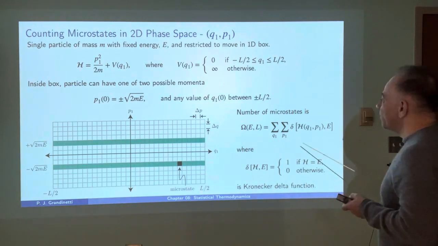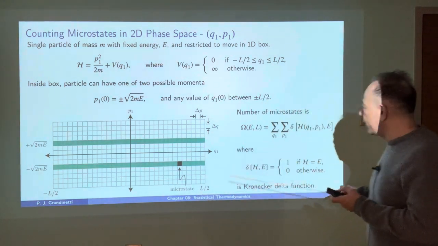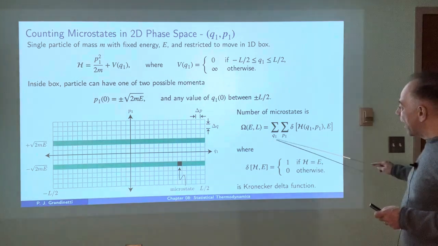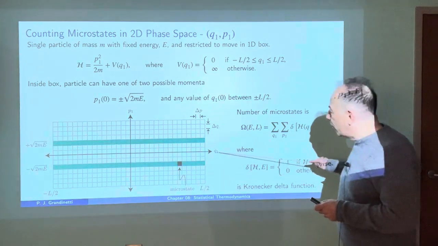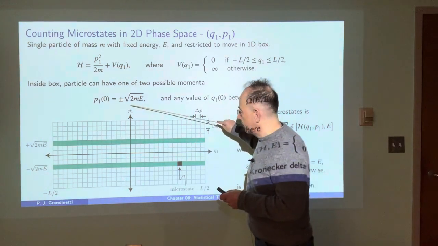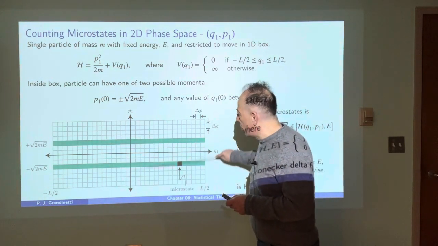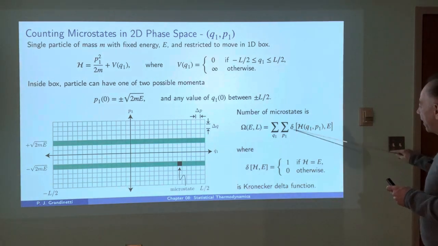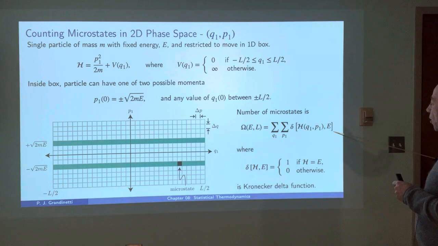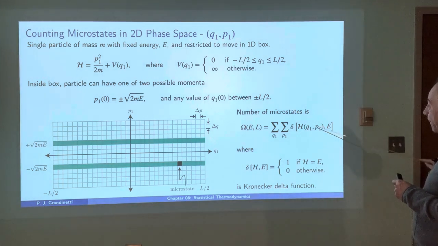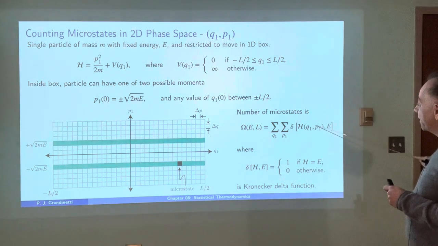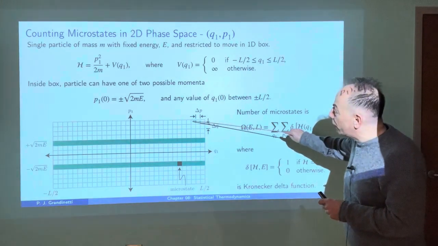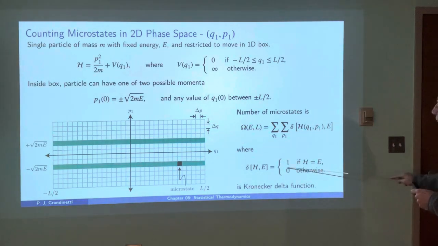Now, if I wanted to set up this counting with an equation, I could do it this way, where I have a double summation where I sum over every possible coordinate cell in the position and momentum, and that double sum is a sum of this function called the Kronecker delta function, which simply compares the total energy to the Hamiltonian evaluated for each one of these cells. And if the Hamiltonian is equal to the energy, then it returns 1. If it's not equal, then it returns 0.